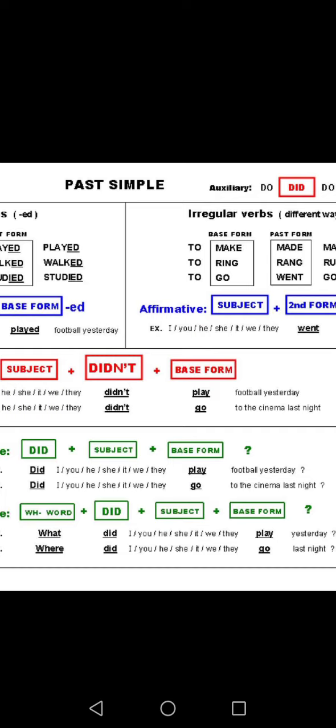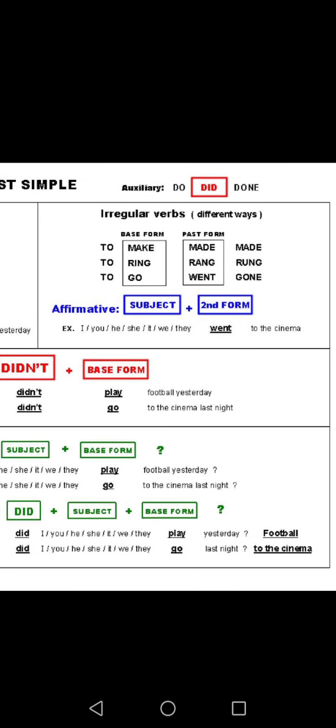What did you play yesterday? Answer, football. What did you play yesterday? Basketball. What did you play yesterday? Tennis. What did you play yesterday? Baseball, etc., etc. But this is in past form, okay?